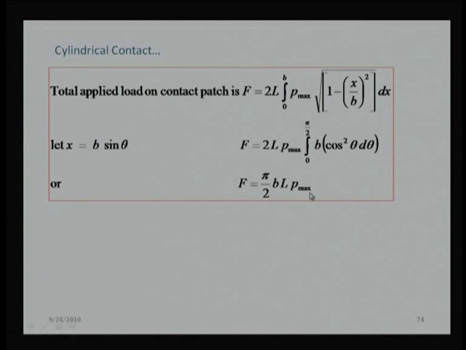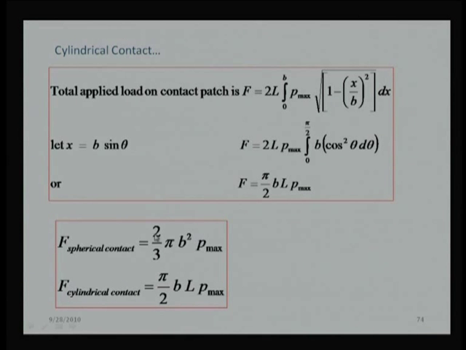We say that if we know the P max, I can find out what will be the B value. L is already known geometry, this is a constant. P max, if I know the material, I can simply find out what will be the contact patch width when we apply load F for some materials. Now, we can compare these two.